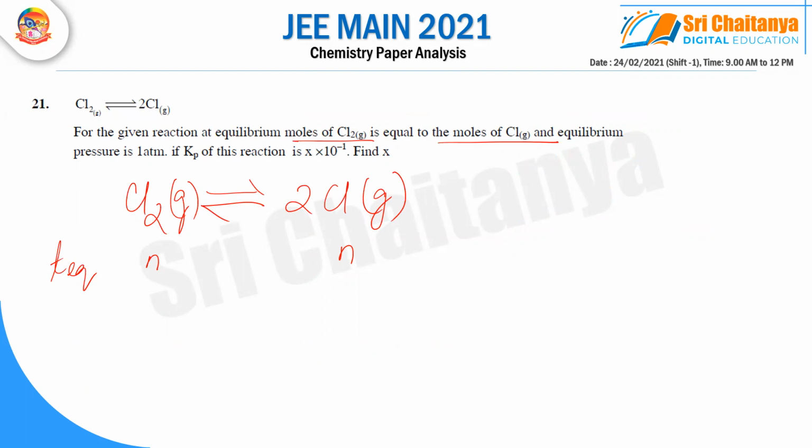Since the moles are equal, their pressure also has to be equal. Their partial pressure values have to be equal. So let us assume some P and P. And if the total pressure is given as 1, what will be the value of P? P will be equal to half.